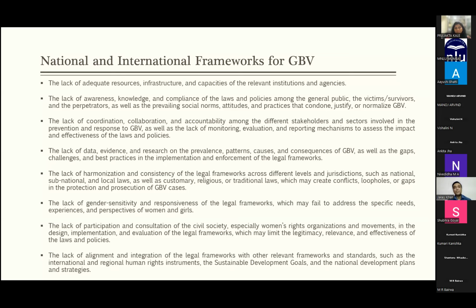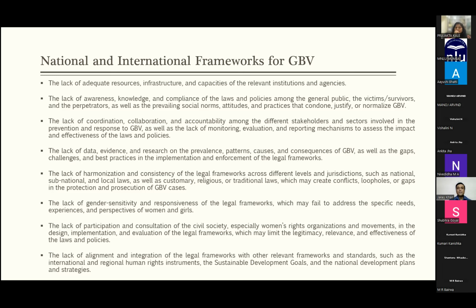Thereafter, we have lack of awareness and knowledge, which previous presenters have already presented. Thereafter, we have the lack of coordination, collaboration, and accountability among different stakeholders and sectors, which leads to a lack of monitoring, evaluation, and reporting mechanisms to assess the impact and effectiveness of the laws and justice policies. Although a lot of research has already been done, there are still certain gaps and challenges in best practices and in the implementation and enforcement of the legal frameworks. Thereafter, we have the lack of harmonization and consistency of the legal frameworks across different levels and jurisdictions, such as national, subnational, and local laws.